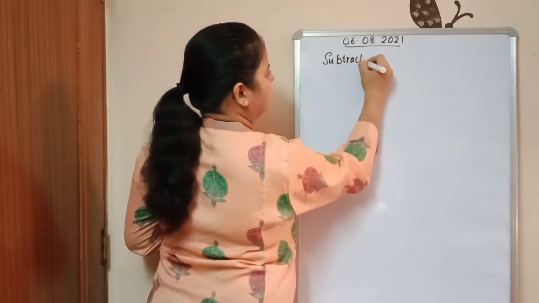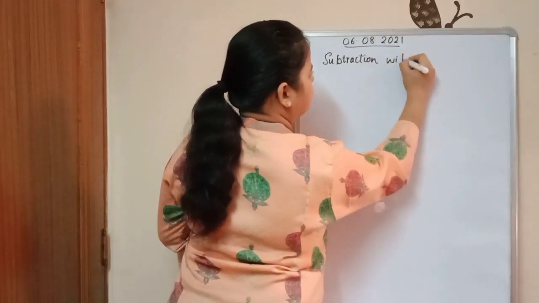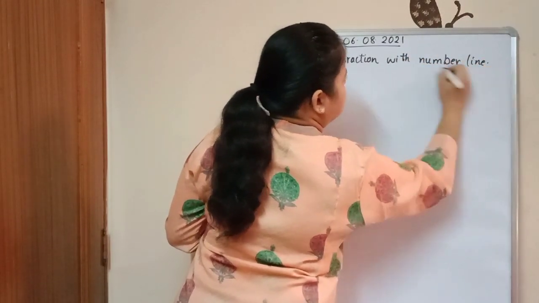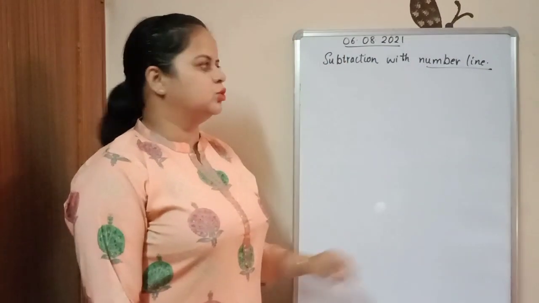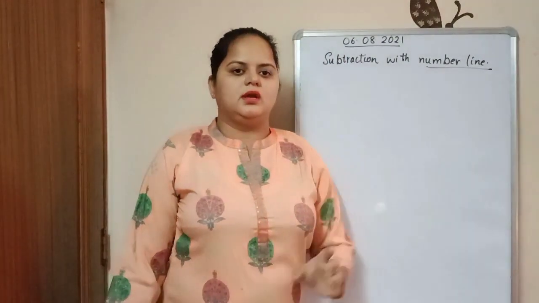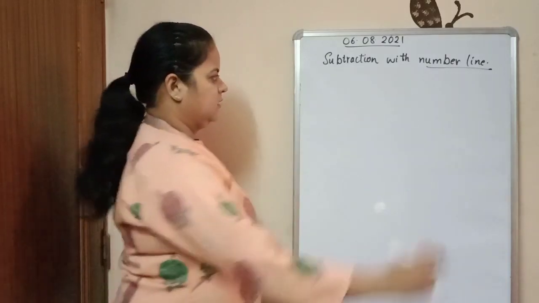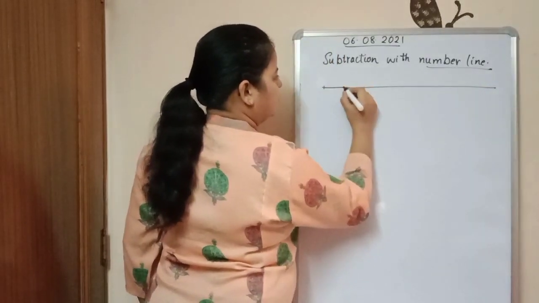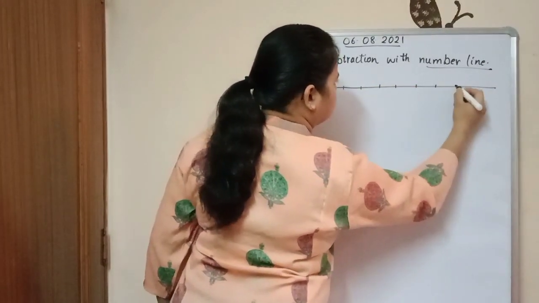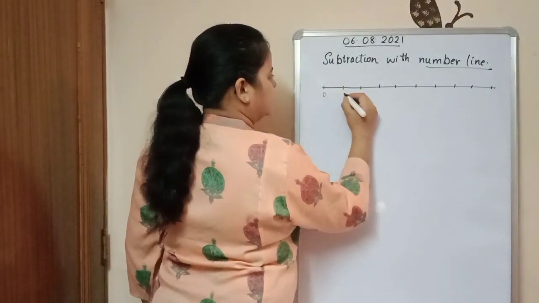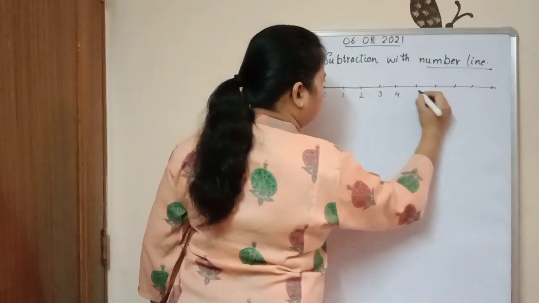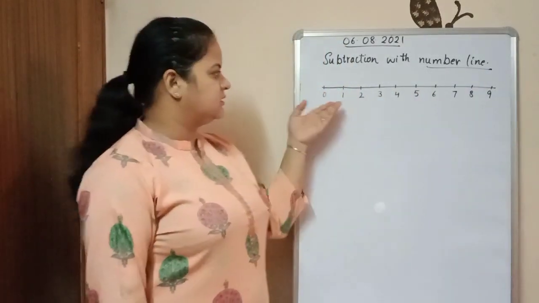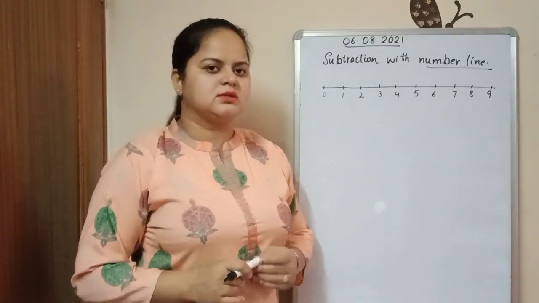Subtraction with number line. Now bring out your notebooks and we will do the subtraction with number lines in notebooks. Here we will make a number line 0, 1, 2, 3, 4, 5, 6, 7, 8, 9. You all have to make this type of number line in your notebooks.